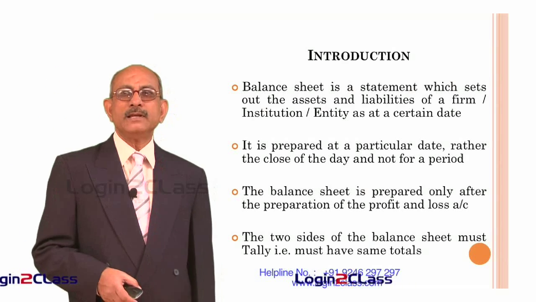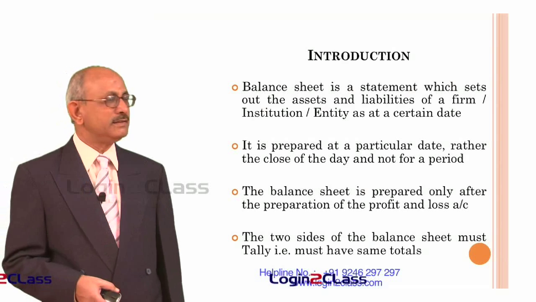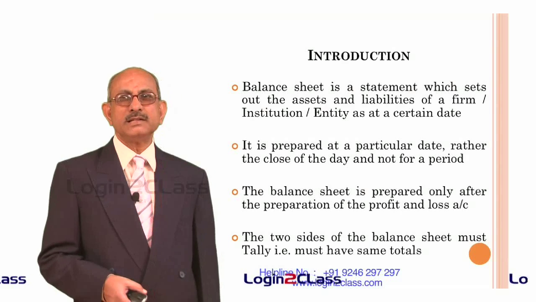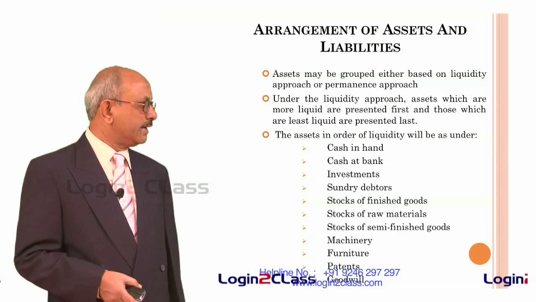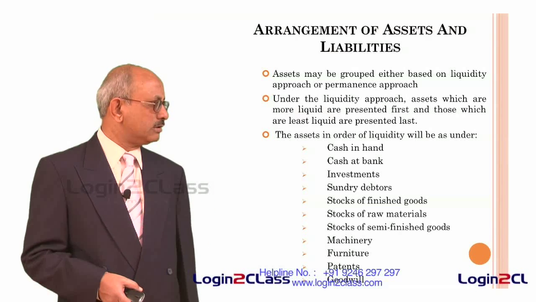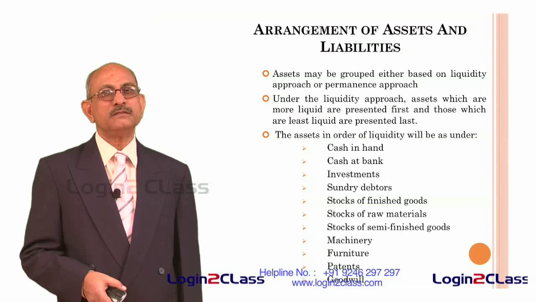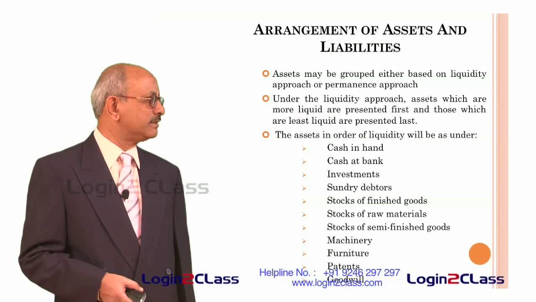Normally, in order to make the balance sheet amenable for further analysis and interpretation, the assets and liabilities are arranged in a particular order or fashion. So, how are they arranged? They can be grouped either on the basis of liquidity approach or permanence approach. So, these are the two methods of classifying the different items both on the asset and the liability side.